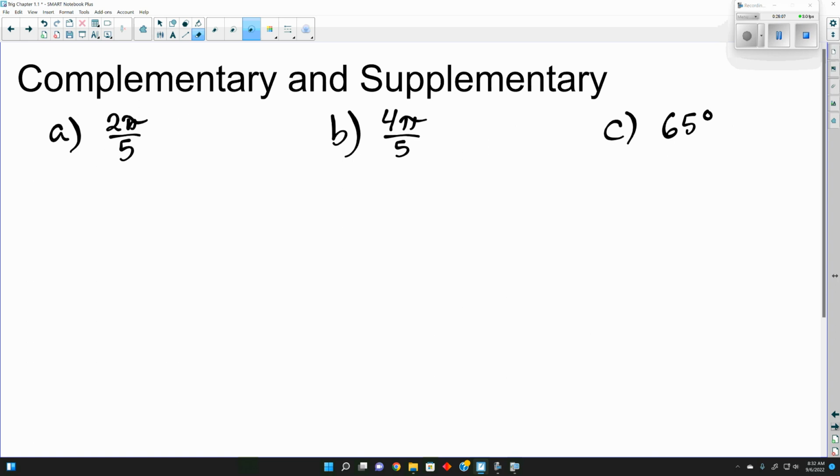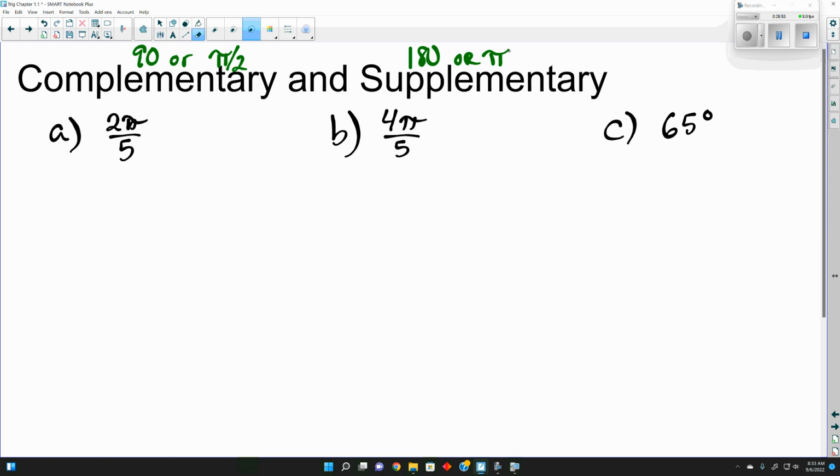Complementary and supplementary angles is next. What does it mean if two angles are complementary? They add up to be, I know it's been a while, 90. Complementary is 90, supplementary is 180. Complementary means they add up to be 90 or pi over 2. Because pi over 2 is going to be 90 degrees. Supplementary is 180 degrees or pi. So if two angles add up to be 180 or pi, they are supplementary. And if they're complementary, they add up to pi over 2 or 90.